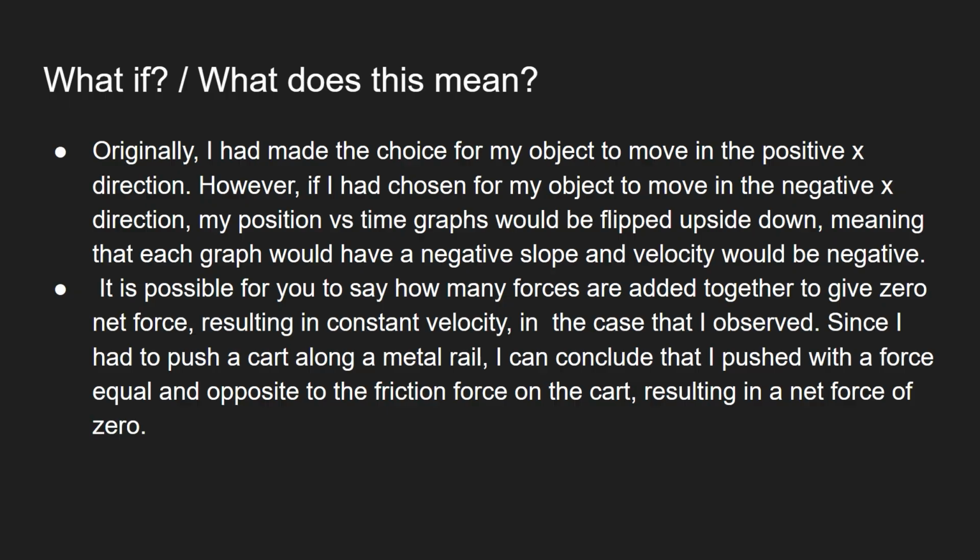To answer the second question, what does this mean? It is possible for you to say how many forces are added together to give zero net force, resulting in constant velocity in the case that I observed. Since I had to push a cart along a metal rail, I can conclude that I pushed with a force equal and opposite to the friction force on the cart, resulting in a net force of 0.